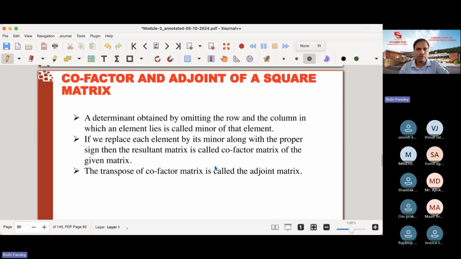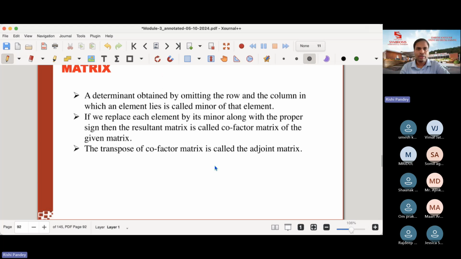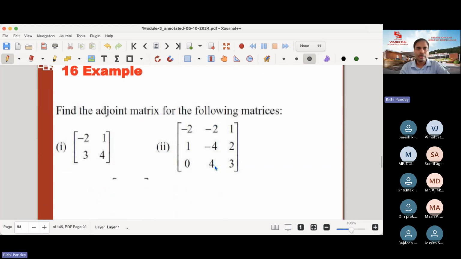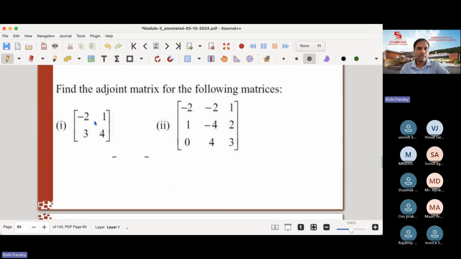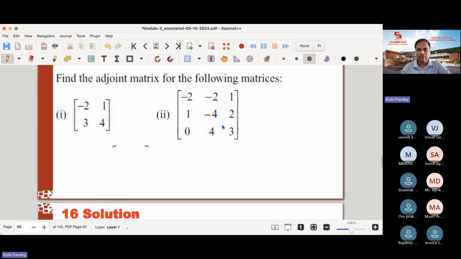Cofactor adjoint of a square matrix. We had already discussed the cofactors, so we will omit it. And we had already discussed adjoint. So firstly find the adjoint, then through that we can find the inverse of the matrix.